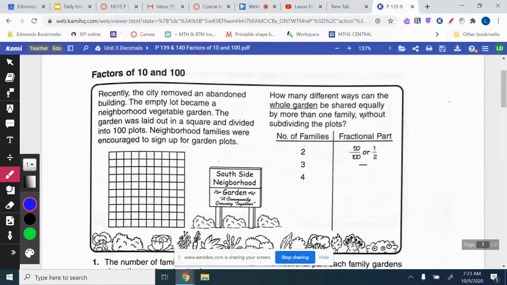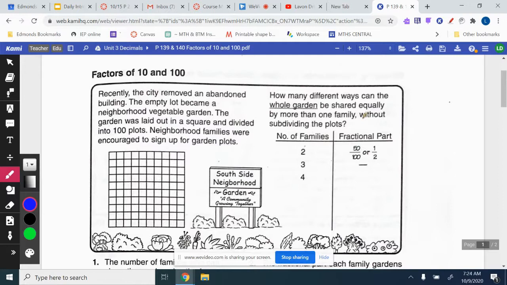Recently, the city removed an abandoned building. The empty lot became a neighborhood vegetable garden. The garden was laid out into a square and divided into 100 plots. Neighborhood families were encouraged to sign up for the plots. How many different ways can this garden be shared equally by more than one family without subdividing the plots?